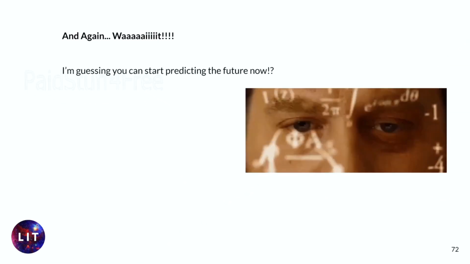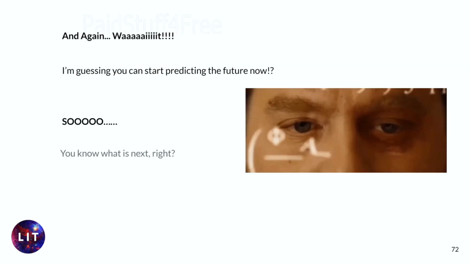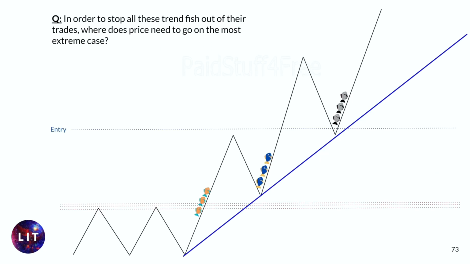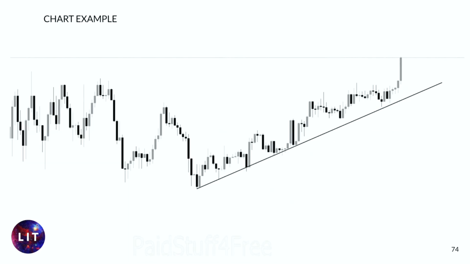So guess what? And again, I'm guessing you can start to predict the future now, what should happen to those people. So you know what's next, right? So what should happen after that? Pretty obvious, isn't it? So in order to stop out all these fishies, there we go. Right, in the extreme case, all of them lose money. So guess what? There's your tube. So again, it's easy stuff. So they're drawing all these imaginary trend lines and building the trend here. Of course, sounds totally legit.